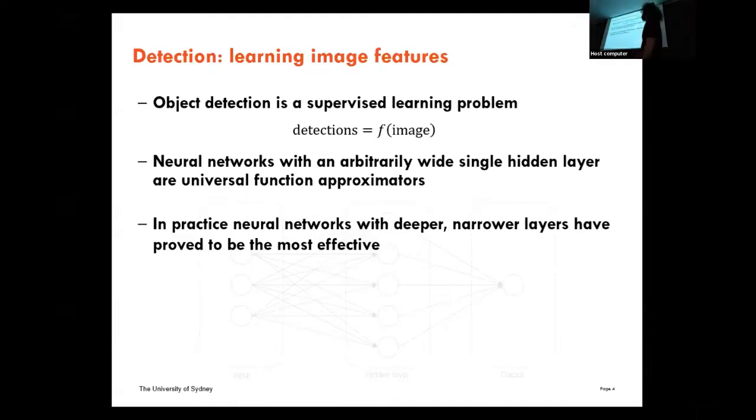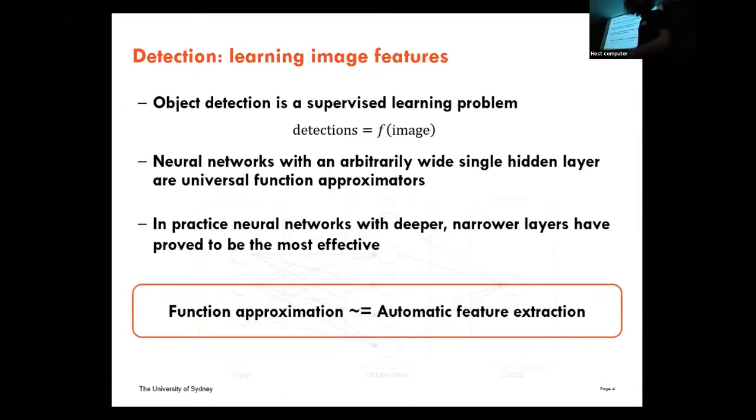In practice, the community's found that shallow networks with very wide layers are actually quite difficult to train. So in practice, what you see is networks with more layers, so deeper networks with narrower layers. And that makes up the majority of effective algorithms out there. But the thing I want you to take away from this is that neural networks are a form of function approximation. And the cool thing about that is it's automatic feature extraction.